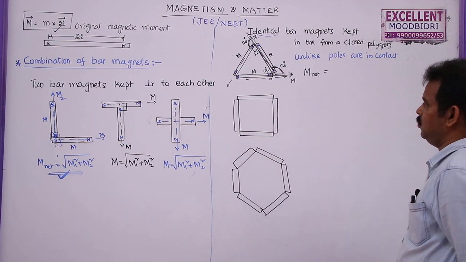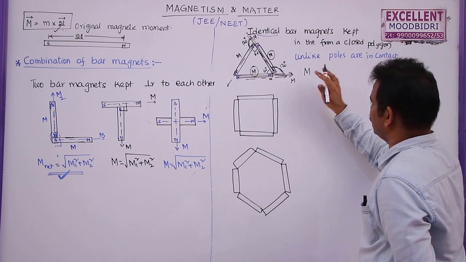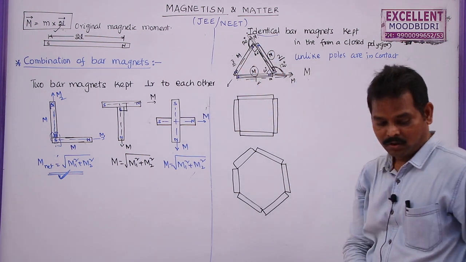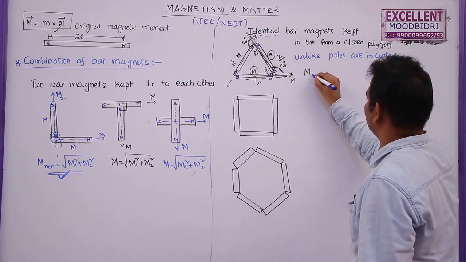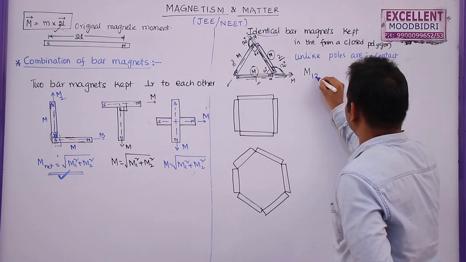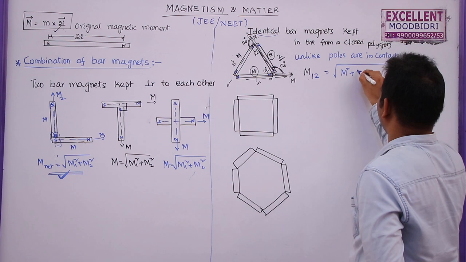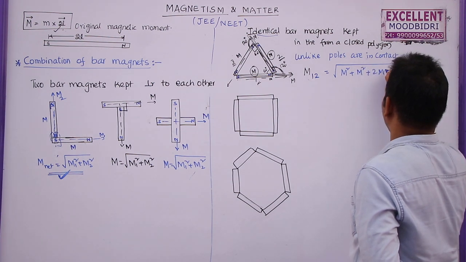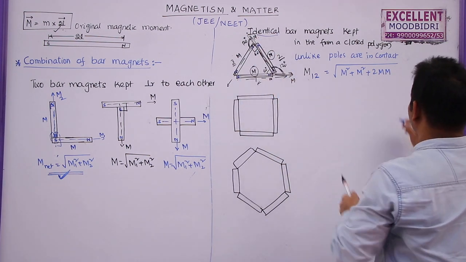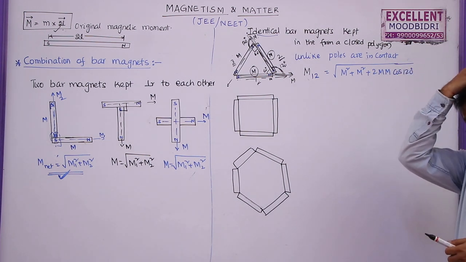So first let me find out the magnetic moment of this magnet and this magnet first. So first let me take this as the first magnet, this is the second magnet, and this is the third magnet. So what is the resultant of the first and second magnet here? M12, resultant magnetic moment of the first and second magnet. Here I can write root over m square plus m square plus 2m into m, this is first magnetic moment, this is second magnetic moment, angle between these two is 120. This is cos 120 degrees. Cos 120 is minus 1 by 2.